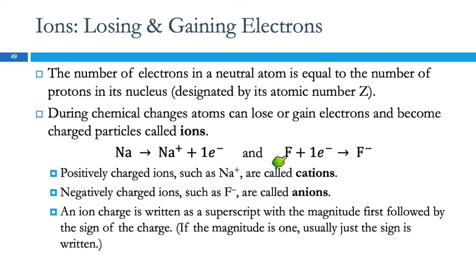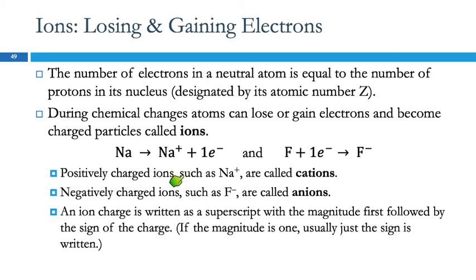Fluorine is an example of an atom that can gain an electron. Fluorine has 9 protons and 9 electrons. Here, we're adding an electron to it. So now it has 10 electrons and 9 protons, and you add those up and you get a negative 1 charge. The charge is written as a superscript to the right of the element symbol.